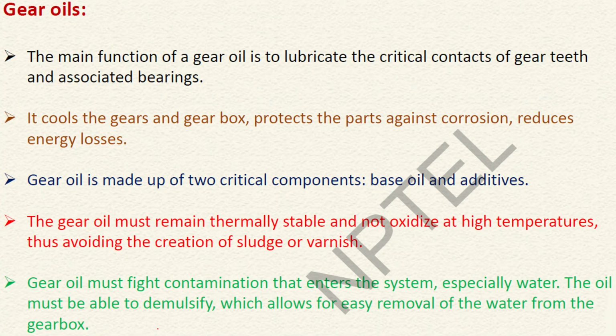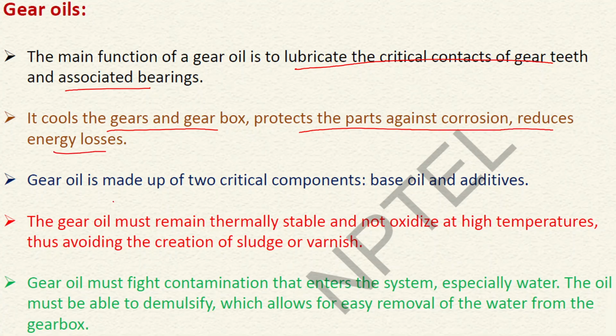Coming on to the gear oils, the main function of gear oil is to lubricate the critical contact of the gear teeth and associated bearings. Basically, gear oil is used to lubricate the contact point of the teeth of two different gears and associated bearings. It cools the gear and gearbox, protects the parts against corrosion, and reduces energy losses. The gear oil is made up of two critical components: base oil and additives. As with most lubricating oils, it consists of a base oil and some additives.